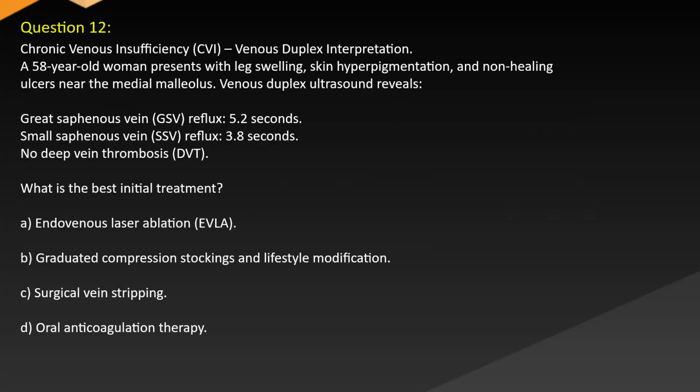Question 12. Chronic venous insufficiency (CVI). Venous duplex interpretation. A 58-year-old woman presents with leg swelling, skin hyperpigmentation, and non-healing ulcers near the medial malleolus. Venous duplex ultrasound reveals great saphenous vein (GSV) reflux of 5.2 seconds, small saphenous vein (SSV) reflux of 3.8 seconds, no deep vein thrombus (DVT). What is the best initial treatment?